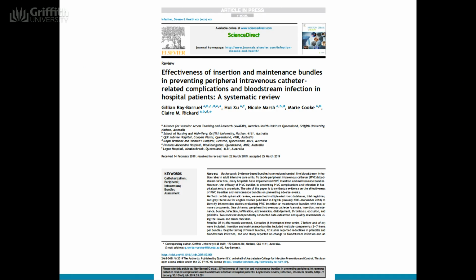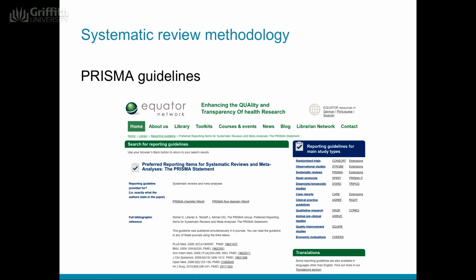So here's the bundles systematic review. And what I want to show you here is the EQUATOR Network, an absolutely essential resource for anybody writing any type of paper for publication. This is the PRISMA page, and there's the PRISMA checklist and the PRISMA flow diagram, absolutely essential if you're doing a literature review because it steps you through the process.